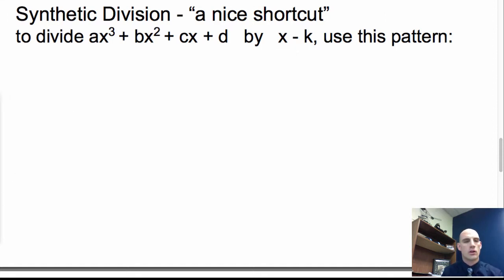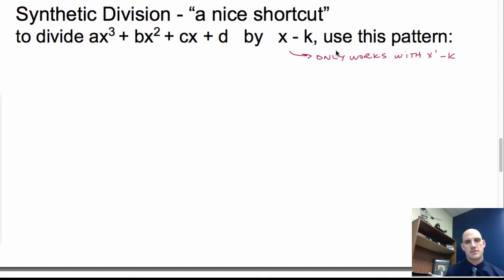So this can only work with x to the first minus k. So it doesn't work with an x squared or an x cubed as what we're dividing by. So it'll only work with an x minus k. But if we have that situation, this is a really quick shortcut for doing that.